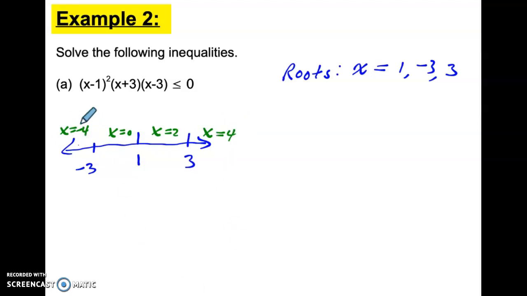And what I'm now going to do is with each of these test values, I'm going to plug it into this expression. And I'm going to do it one bracket at a time. So if I plug the -4 into the first bracket and square it, I would end up with something that's positive. If I plug the -4 into the second bracket, I would get -4 plus 3. I would end up with a negative answer. And if I plug the -4 into the last bracket, -4 minus 3, I would end up with another negative answer.